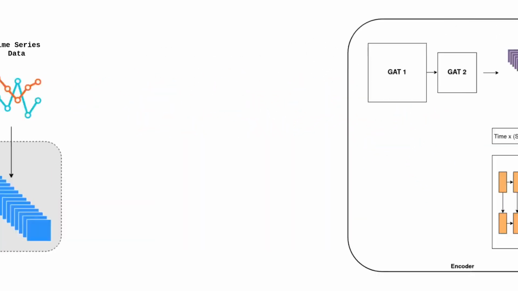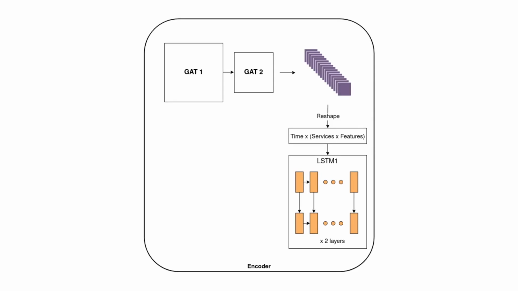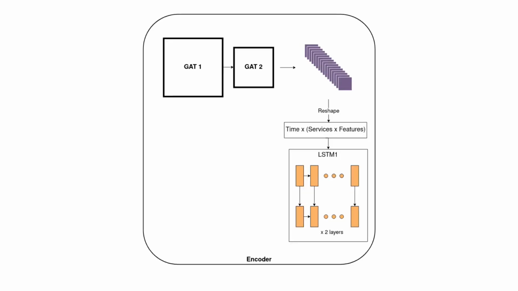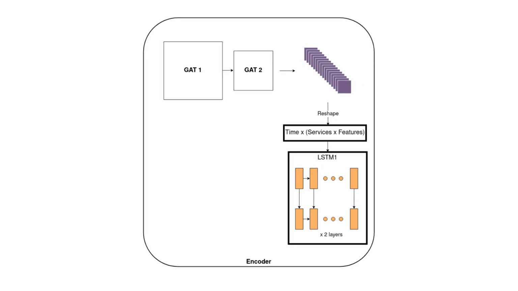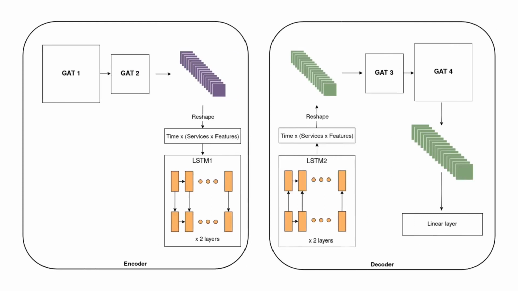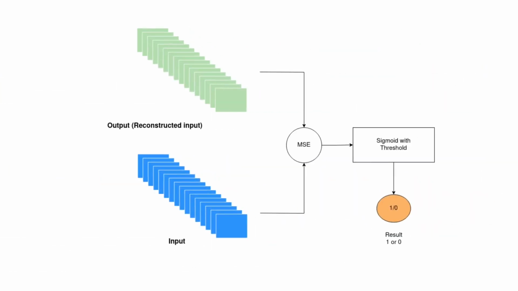Our model is a reconstruction-based autoencoder model. In the encoder, we have a graph attention network to learn the structure of the application, and an LSTM model to learn the temporal behavior of the data. The decoder is simply a mirror of the encoder, but with an additional linear layer which will reshape the embeddings to input shape. Comparing the original input and the reconstruction, we calculate the reconstruction loss.